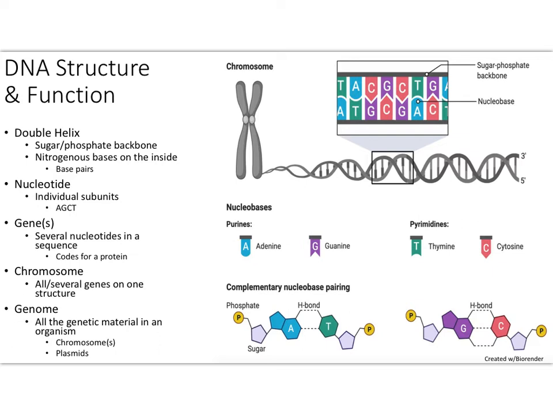So we've got our DNA molecule, which is this double helix molecule with these backbones containing the nitrogenous base pairs that kind of wrap around each other. And those nitrogenous bases, these A's, G's, C's, and T's, are the individual subunits. Now, the order of those individual subunits matters a lot because the order of those end up making up genes. So genes, the basic definition of a gene, is several nucleotides in a specific sequence, so not just a random sequence, that code for a protein.